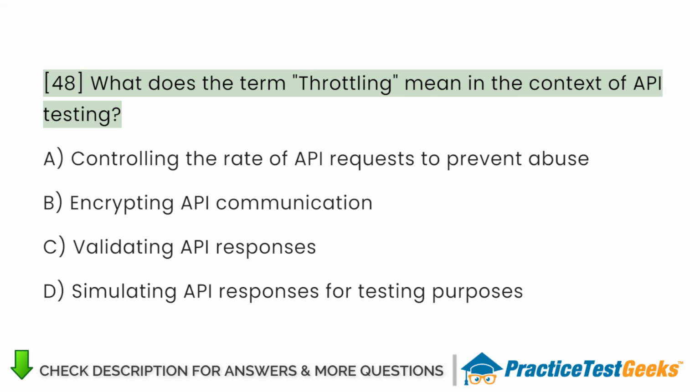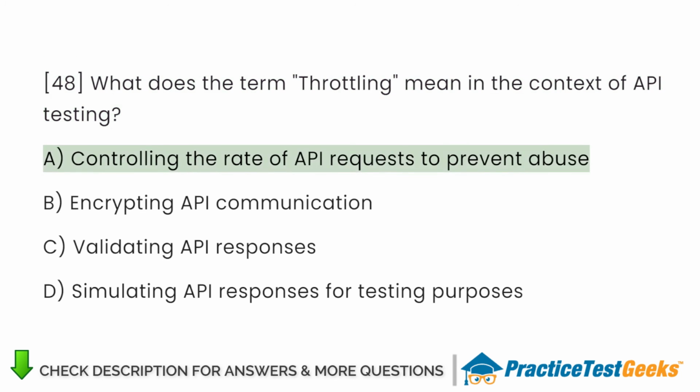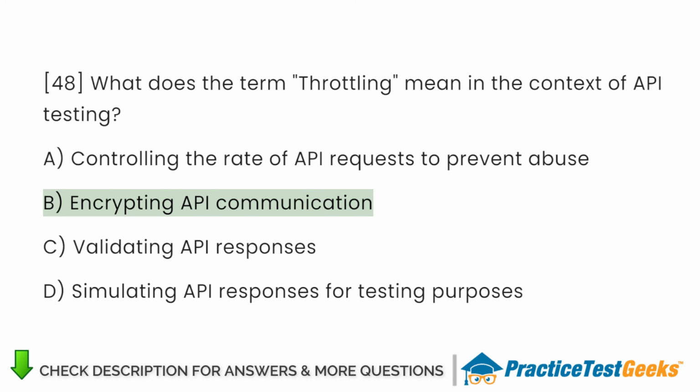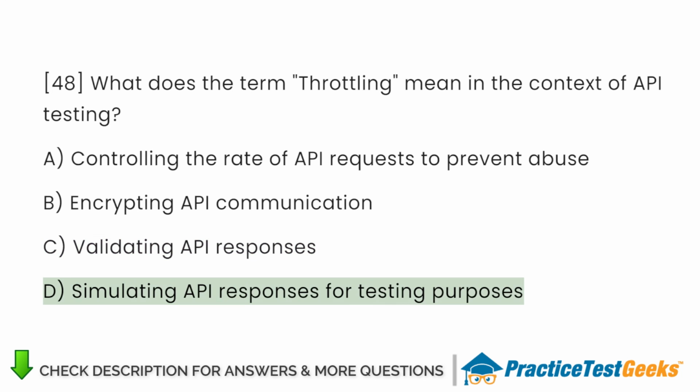What does the term throttling mean in the context of API testing? A. Controlling the rate of API requests to prevent abuse. B. Encrypting API communication. C. Validating API responses. D. Simulating API responses for testing purposes.